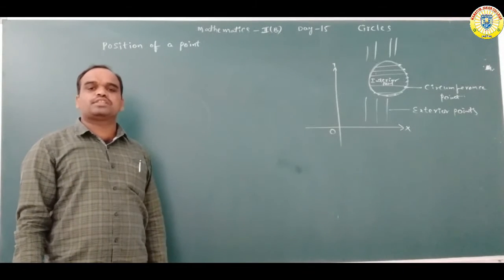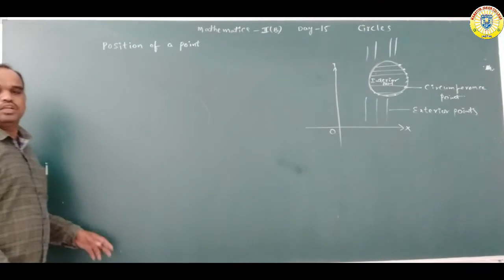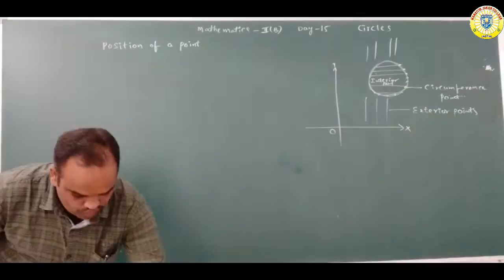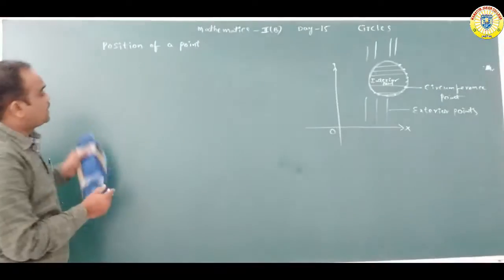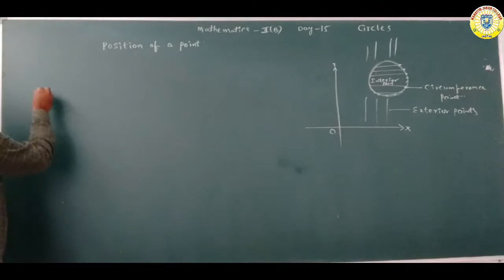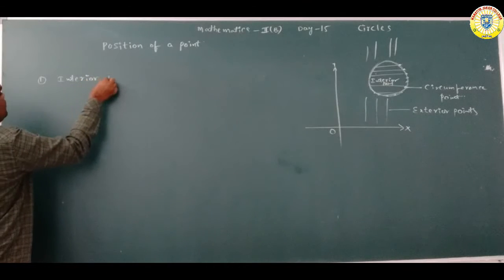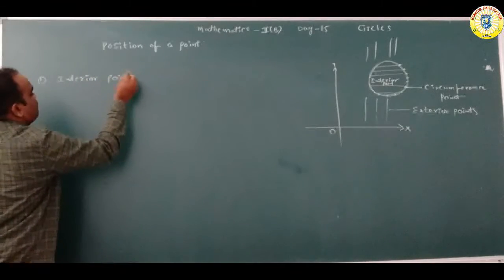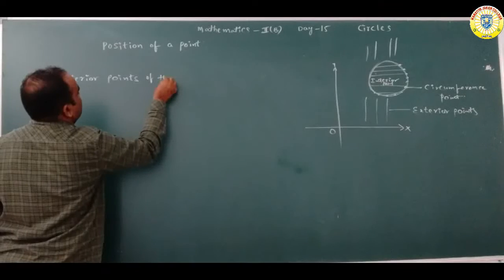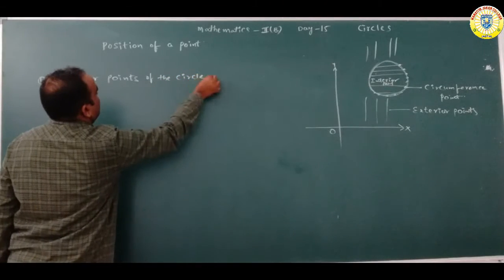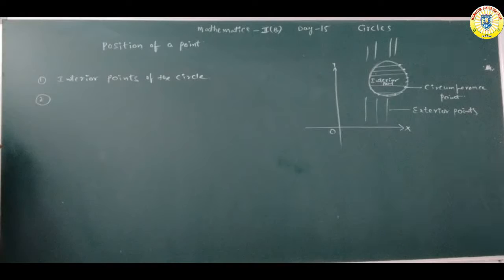The circle divides the plane into three parts. What is the first part? The interior points of the circle. The second one is the circumference, which is the circular curve.